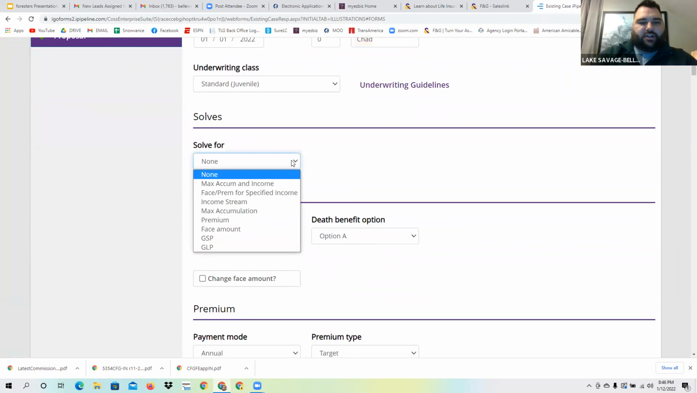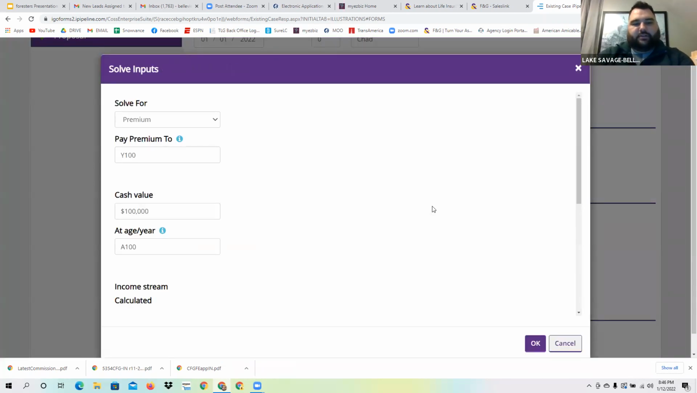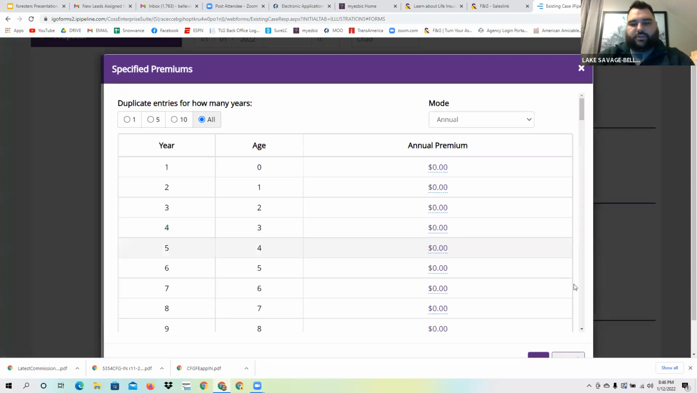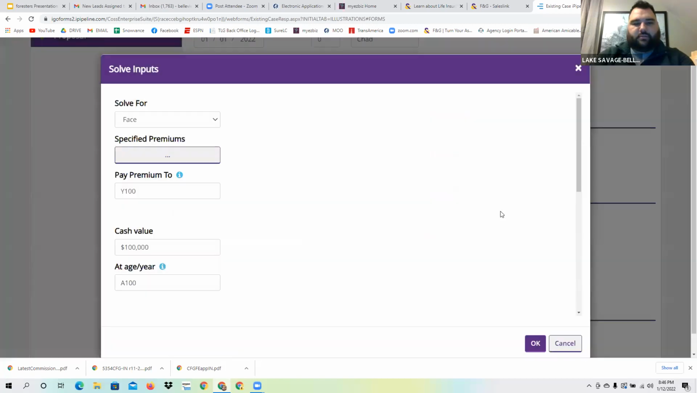All right, so we want to solve for max accumulation and income. This is going to pop up. So when do we want the kid to retire, right? We're going to go with the national average. We're actually going to solve it for the face because we want to see which face amount is going to populate. Okay, come on. Get to that in just a second. So the kid is obviously pretty newborn. So year 65, why 65?